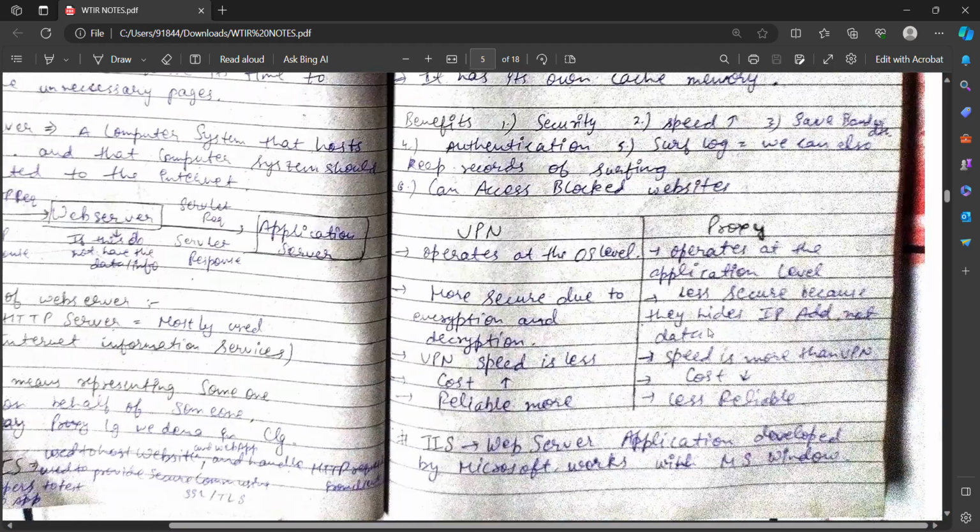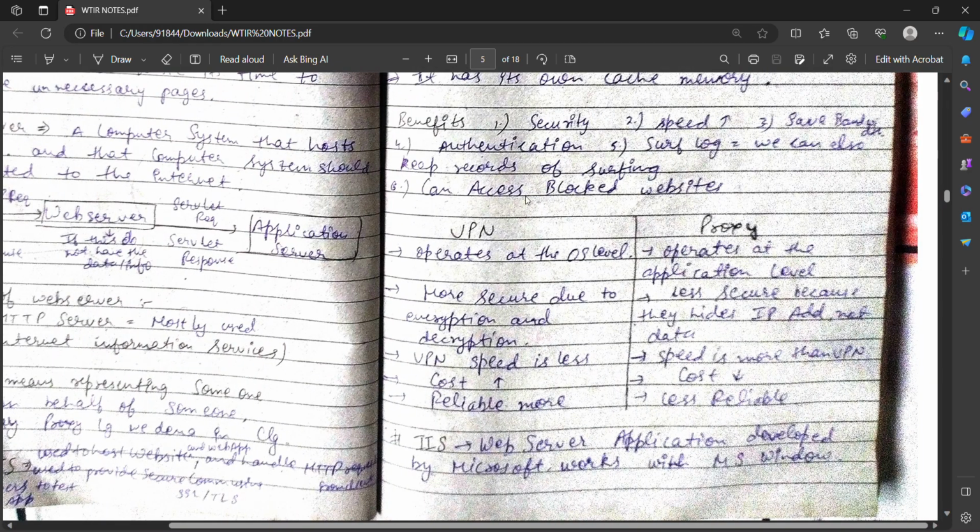So the first difference is that VPN basically operates at the OSI level, and proxy basically operates at the application level. You don't need to understand these first points right now. We will start from the other points, then you will know the importance of these points, because these points can be understood better later.